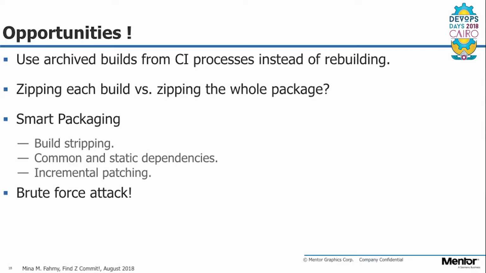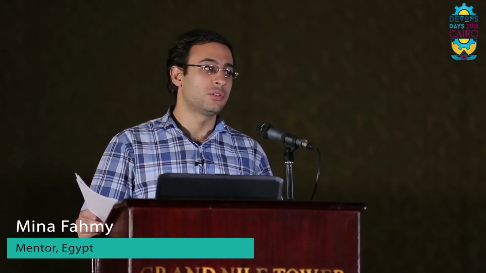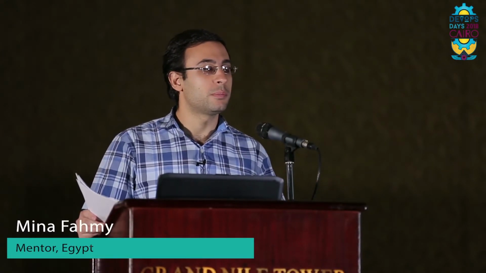We could also do some smart packaging of our builds. We could strip the build of unneeded parts for our testing, for example, the documentation or the examples and so on. We could also have a shared place for the common and static dependencies, like any OSS-approved packages that you deliver with your product, like GCC, Python packages, or whatever. You could also think of a way to do incremental building or patching of your product, to patch your product with the CL's changes instead of having the full product at each CL.